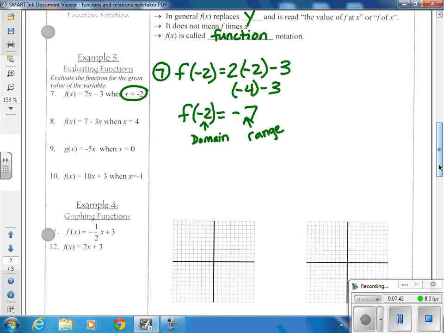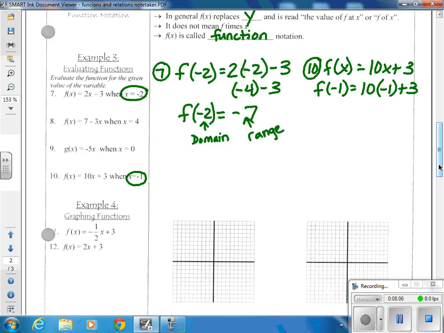All right, so I'm going to go ahead and jump over and do number 10, and then you're going to be responsible for 8 and 9 from this section. So in number 10, we have f of x equals 10x plus 3, but they want us to find x equals negative 1. Right, so we are going to really find f of negative 1 equals 10 times negative 1 plus 3. Okay, so do all the math on the right-hand side. 10 times negative 1 is negative 10 plus 3, so that makes negative 7. So f of negative 1 equals negative 7.